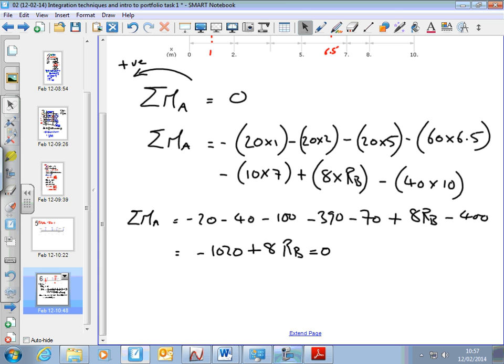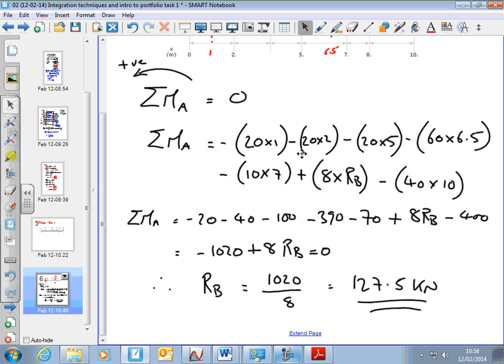So if we do that, adding up these, we get these other moments, all negative. The only one that's positive is the reaction force at B, going anti-clockwise. So we add them all together, all these negative values, we get minus 1020 plus 8 R_B must equal 0, because the sum of the moments equals 0. So therefore the reaction force at B equals 1020 over 8, 127.5 kilonewtons. Kilonewtons because in our initial problem the force was measured in kilonewtons.